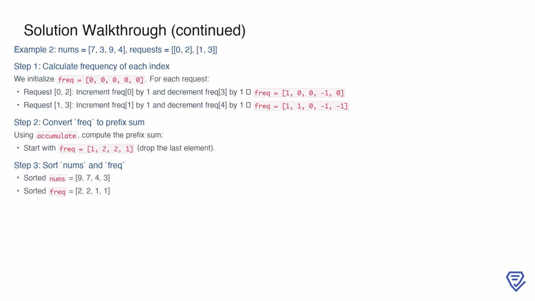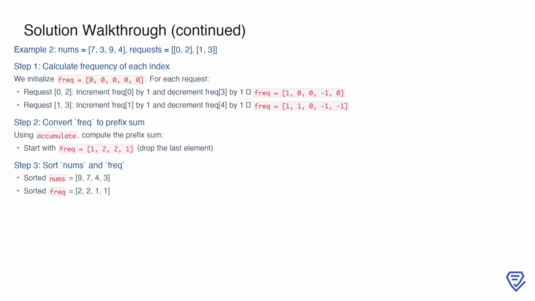Now, let's look at a second example where nums is 7, 3, 9, 4, and requests are 0, 2, 1, 3. Just as before, we start by calculating the frequency of each index. We initialize frequency equals 0, 0, 0, 0, 0. For the first request, 0, 2, we increment frequency 0 by 1 and decrement frequency 3 by 1, resulting in frequency equals 1, 0, 0, minus 1, 0.